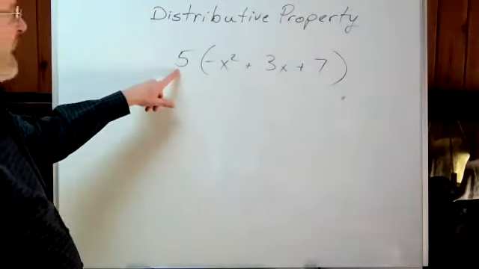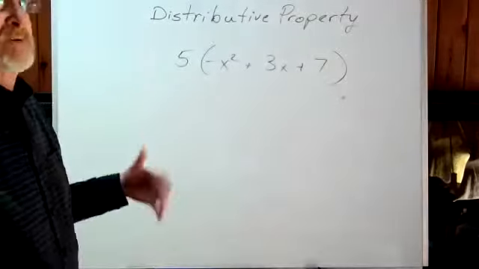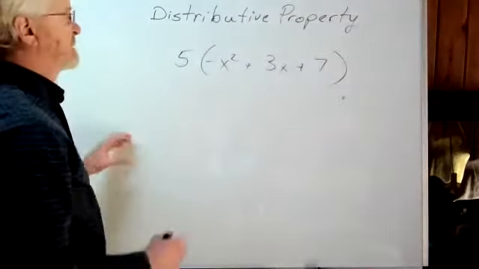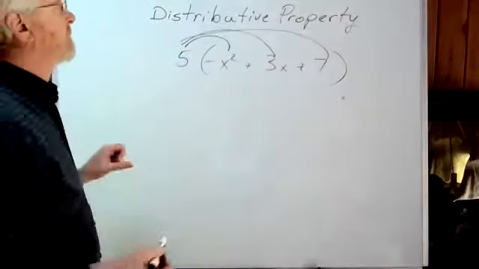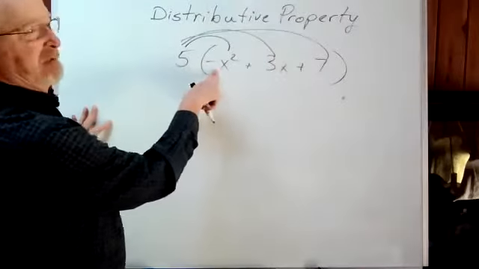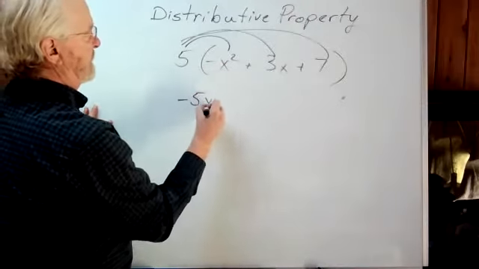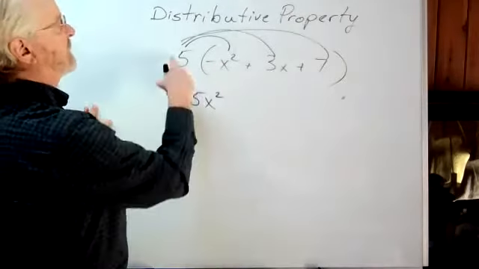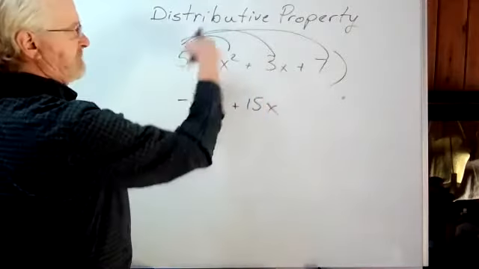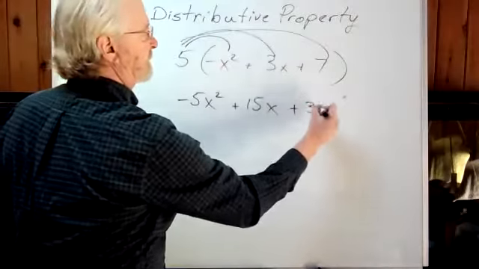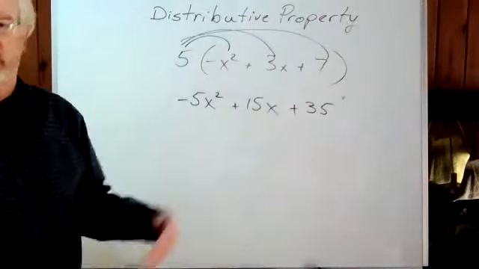This is saying I want 5 of every term that's inside. I distribute the 5 to each of those pieces. 5 times that, and times that. So this is like -1, right? So I get -5 of the x squares. Here I get +15 of the x's, and finally +35. Distribute 5 times each of those.